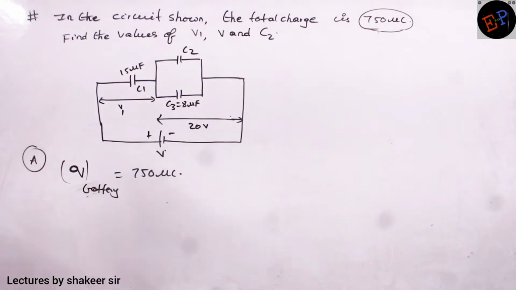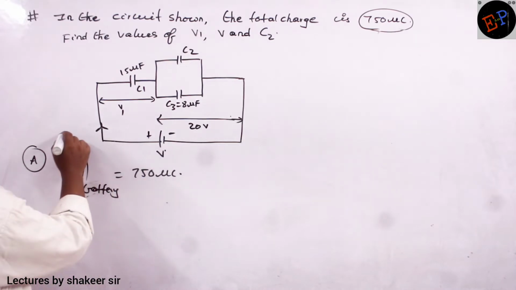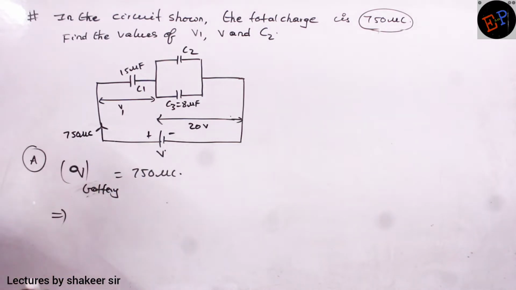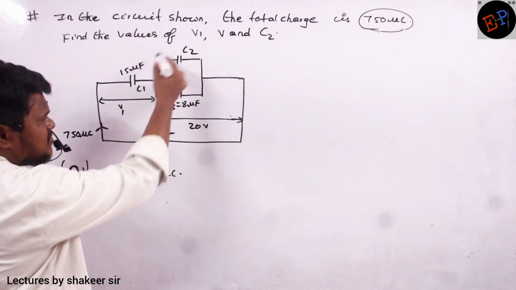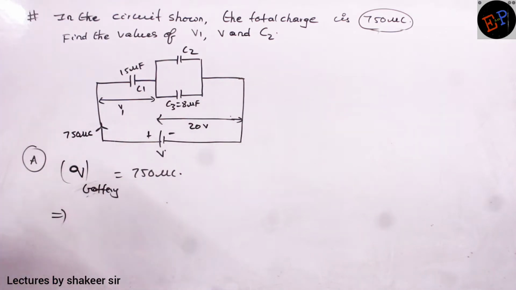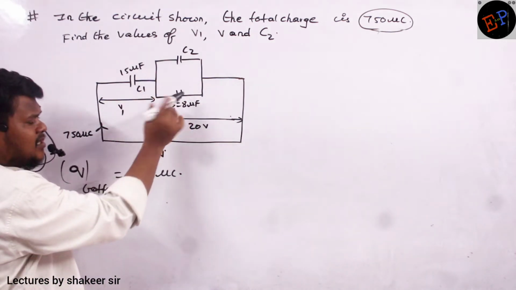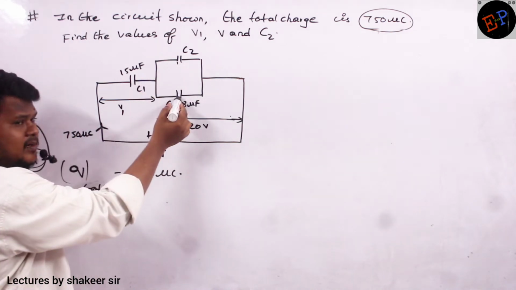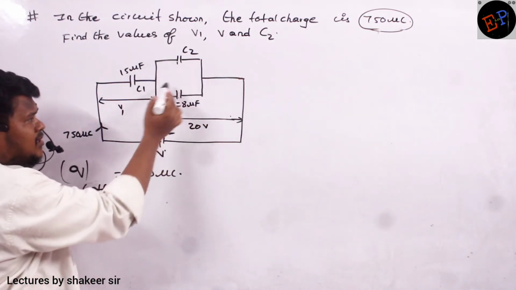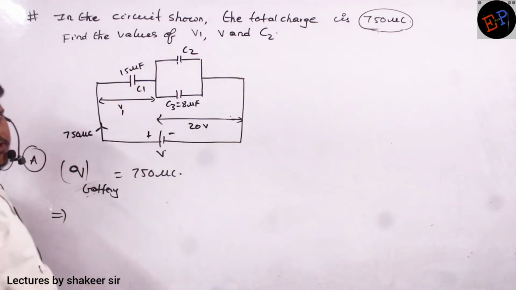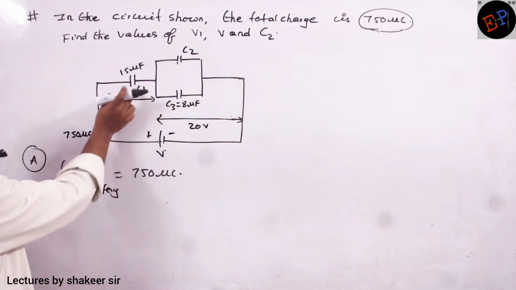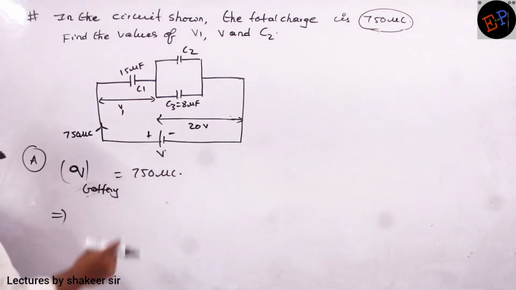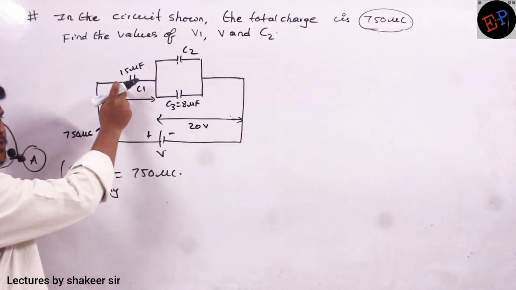Now see, how can I do this calculation? If the battery is supplying 750 microcoulombs of charge, can I say that this capacitor and this group of capacitors are in series connection? These two capacitors are definitely in parallel, but this combination and this capacitor are in series connection. If they are in series connection, the battery will supply the total charge only to the first plate of the first capacitor. It means the same 750 microcoulombs is present on the first capacitor also.